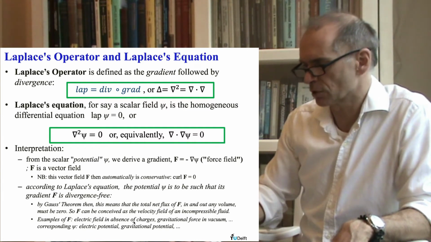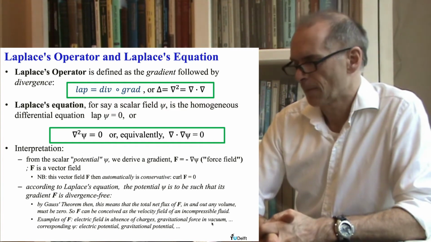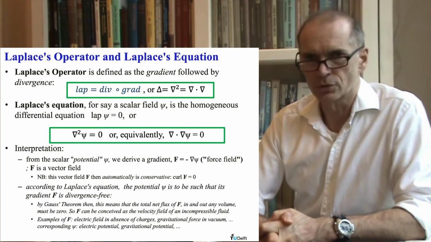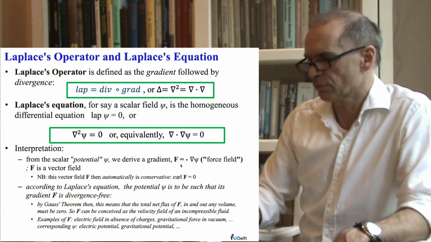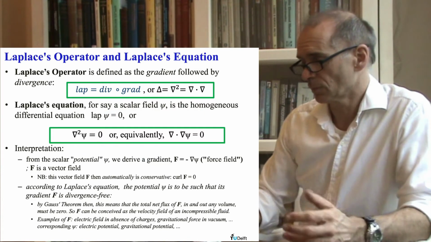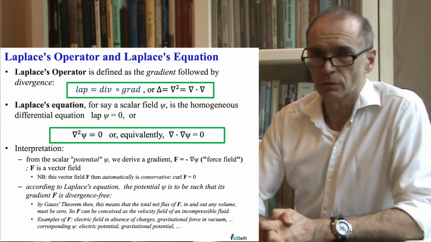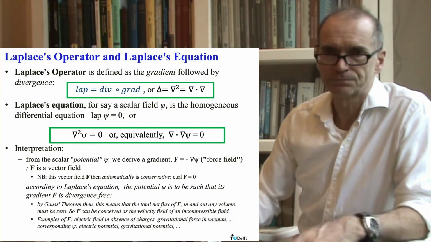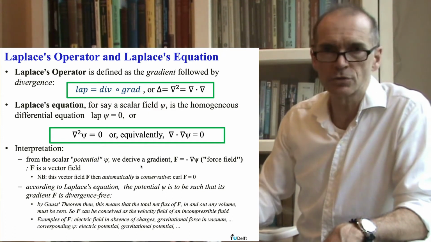And examples in physics furthermore are, for example, the gravitational field in a vacuum. It's actually the mass that is the source of the gravitational field, and if there is no mass, then the vector field F, which is the gravitational force, should be divergence-free. And the gravitational force is also conservative, so it can be written as the gradient of some potential, and actually then it follows that the gravitational potential should obey Laplace's equation.